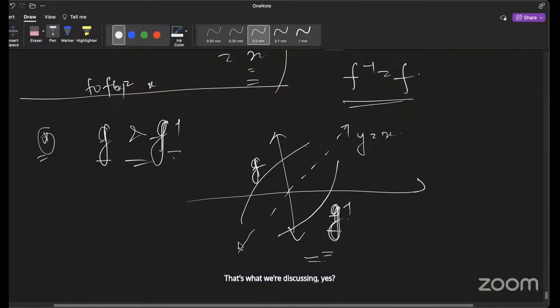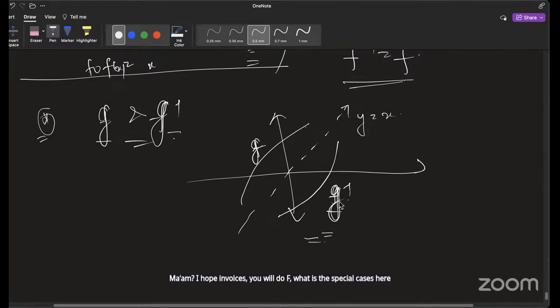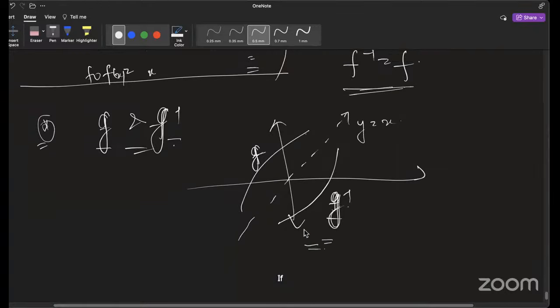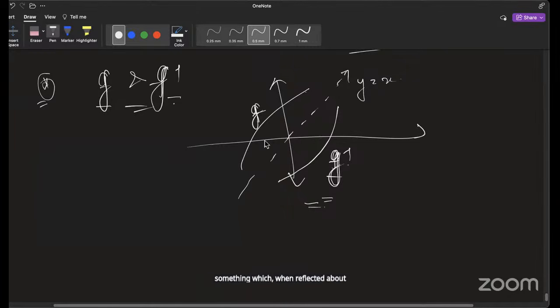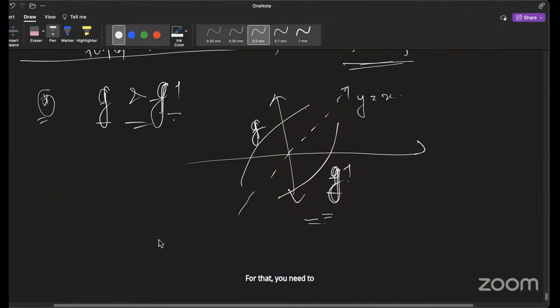Ma'am, if f inverse is equal to f, what are the special cases here? Like you said, if your f inverse is equal to f, then your function is going to be the same. So it means something which when reflected about the line gives you that function only. For that, you'll need to plot this thing. You'll need a function whose inverse is itself. So if you have f(x) equals x, the inverse of this function is x. No, it's 1 by x.